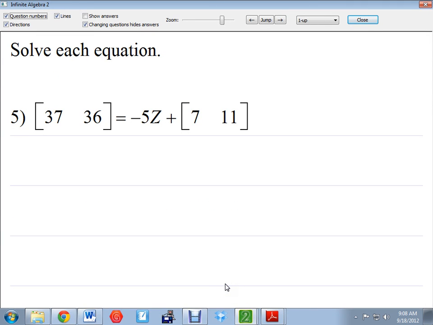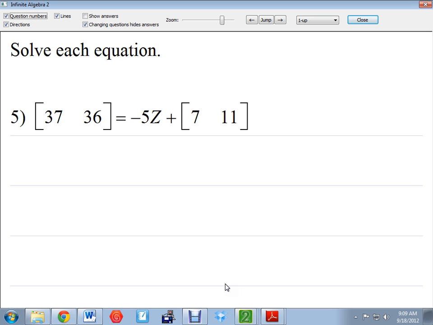What we're going to talk about right now is solving simple matrix equations. This one is a relatively simple example. It says that the 3736 matrix is equal to negative 5 times some matrix Z plus the 711 matrix. And what I need to do is solve for the matrix Z. I need to get Z by itself.